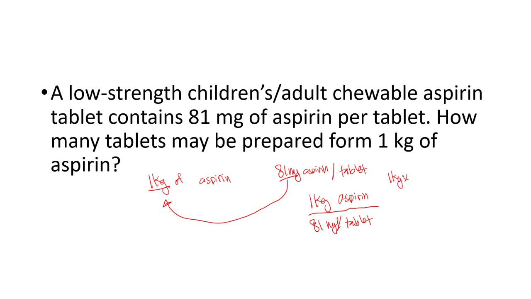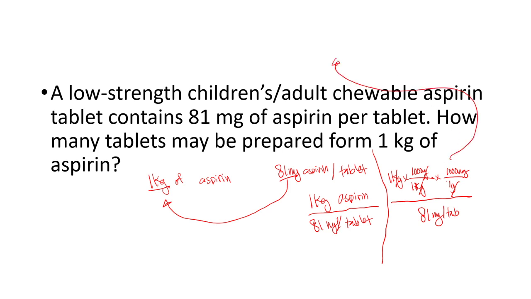1 kg is 1000 grams, and 1 gram is 1000 milligrams. We have that on top, while on the bottom we still have 81 milligrams per tablet. So the kilograms cancel out, the grams cancel out. So 1 times 1000 times 1000, you have 1 million. So I'm going to continue the solution on the top.